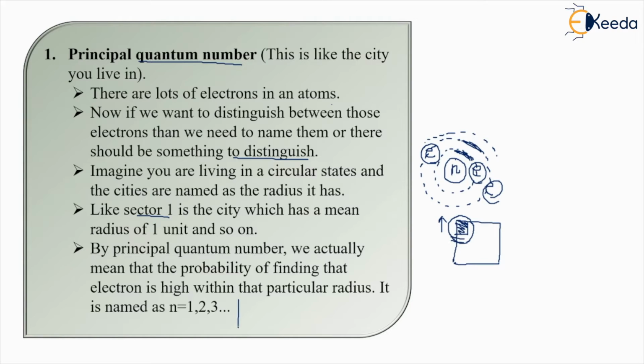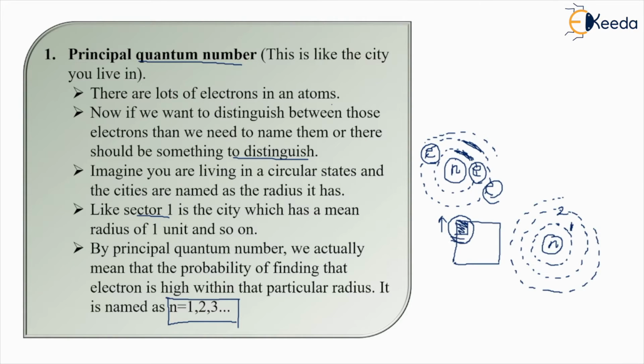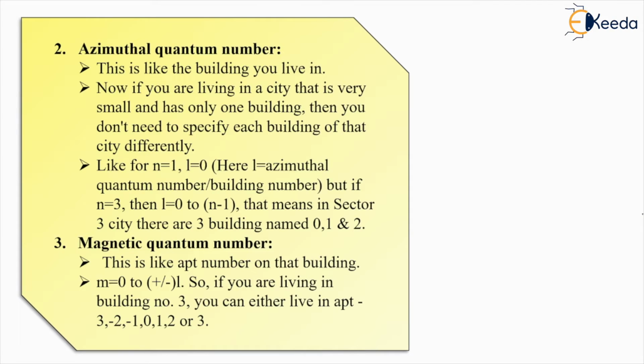And thus, n, the principal quantum number, is nothing but the number of shells, which is 1, 2, 3, and so on. So for example, if I have my nucleus over here, the principal quantum number for this orbital will be 1. For this particular orbital, my principal quantum number will be 2. For the next orbital, my principal quantum number would be 3, and so on.